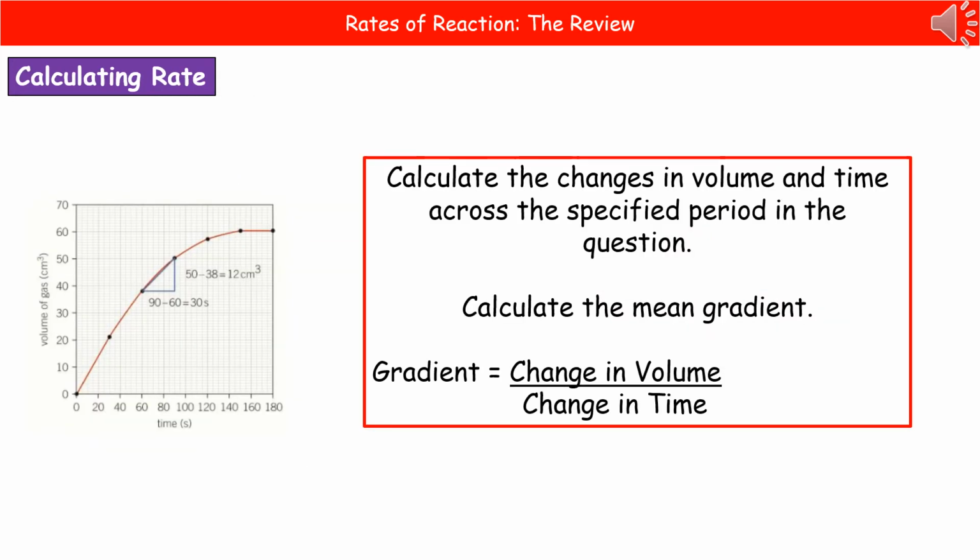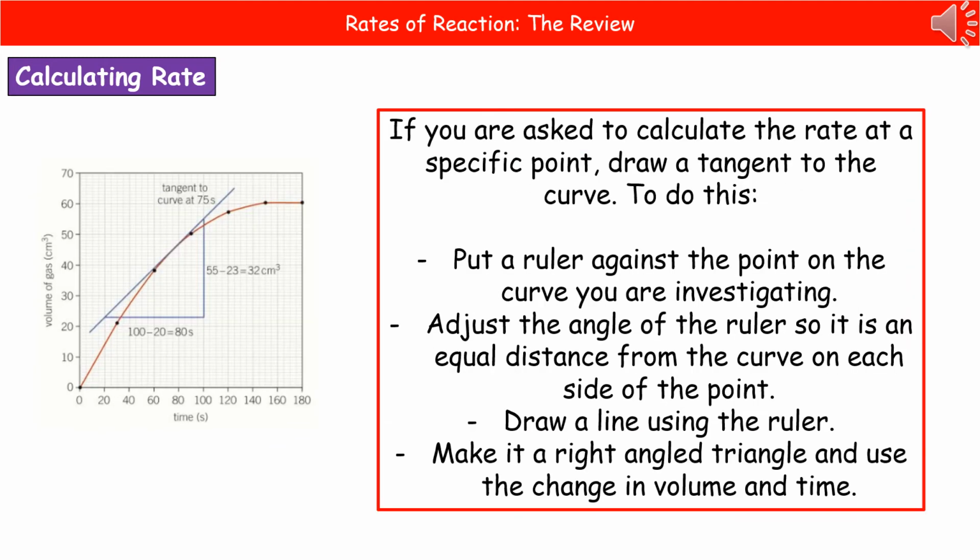If they were to ask you to calculate the rate from a graph, then they could very well say calculate the rate between 60 and 90, for example. So you'd work out the difference in the time, the difference in the actual volume of gas, and then do your change in volume divided by the change in time. So it's the mean gradient we're calculating there.